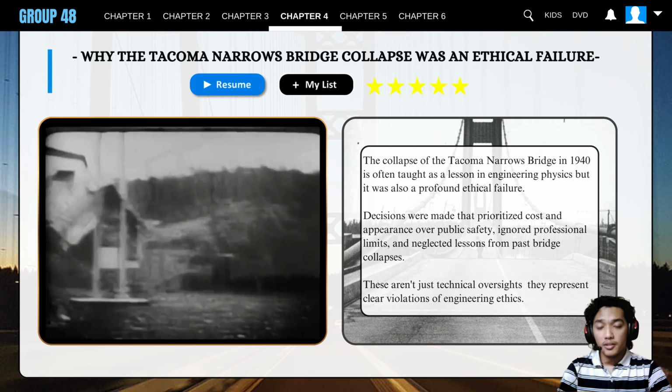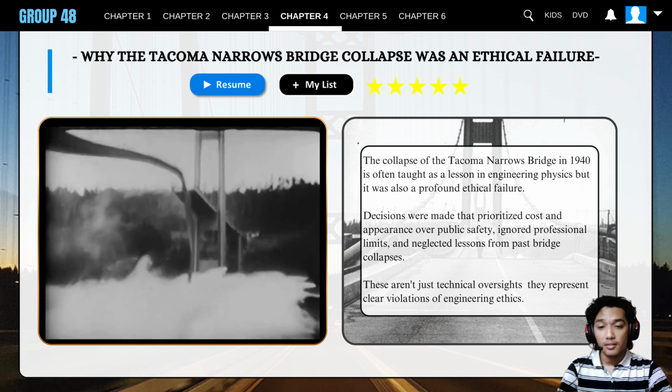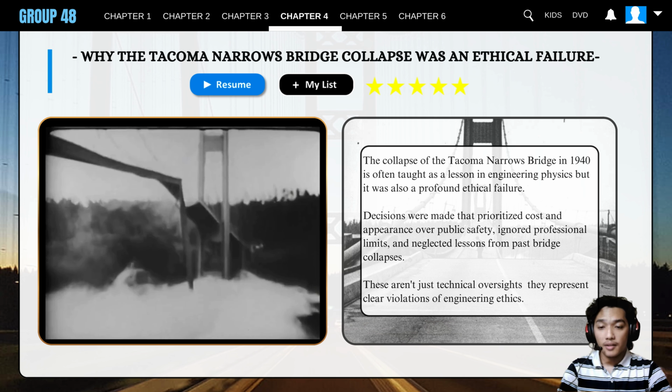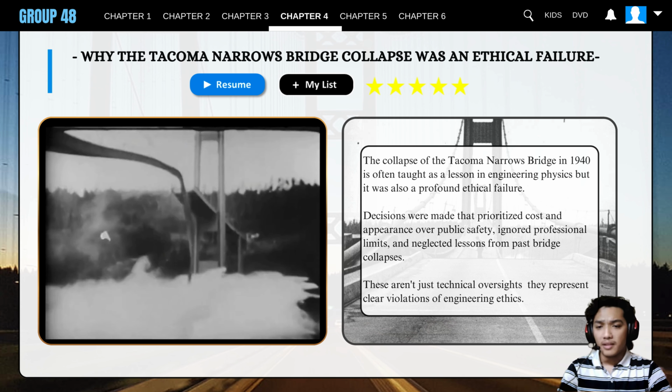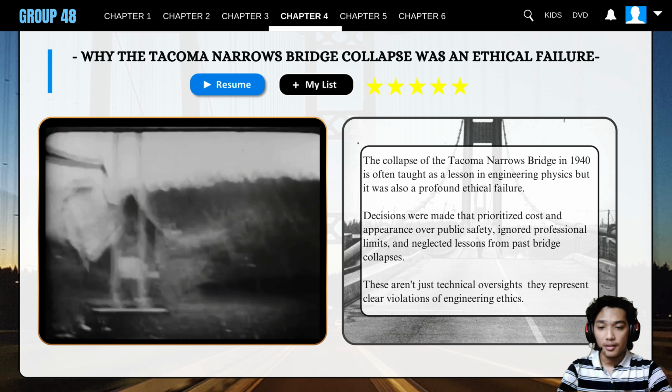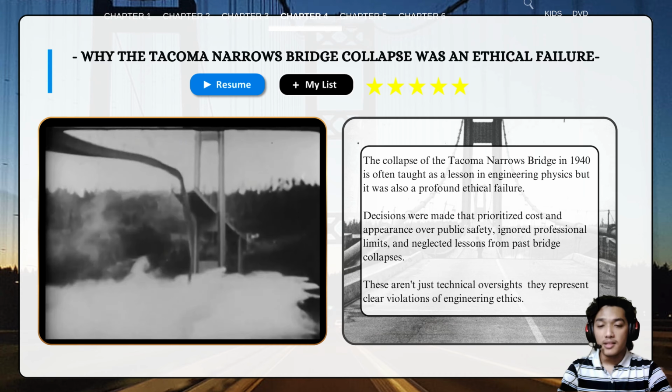So we often hear about the Tacoma Narrows Bridge as a physics case: resonance, vibration, torsional flutter. But today, I will walk you through why it is also an ethical failure. Decisions were made that put people at risk, bypassed proper engineering judgment, and ignored history. These failures broke the very principles we are expected to uphold as engineers.